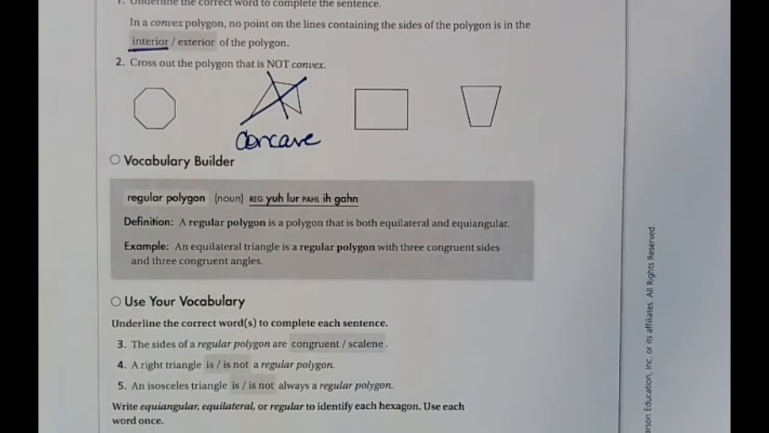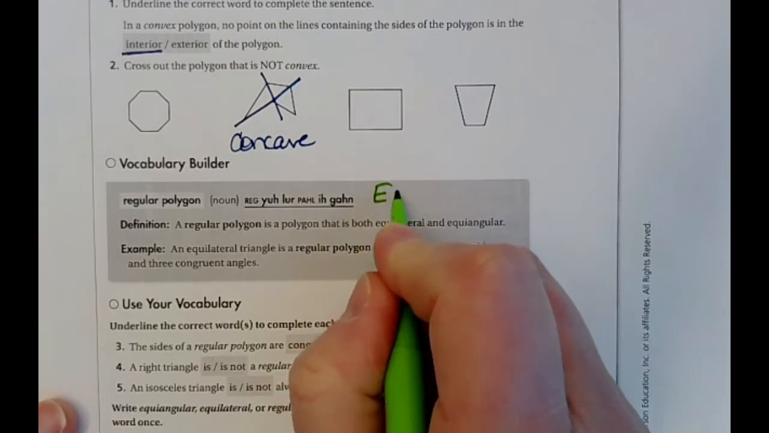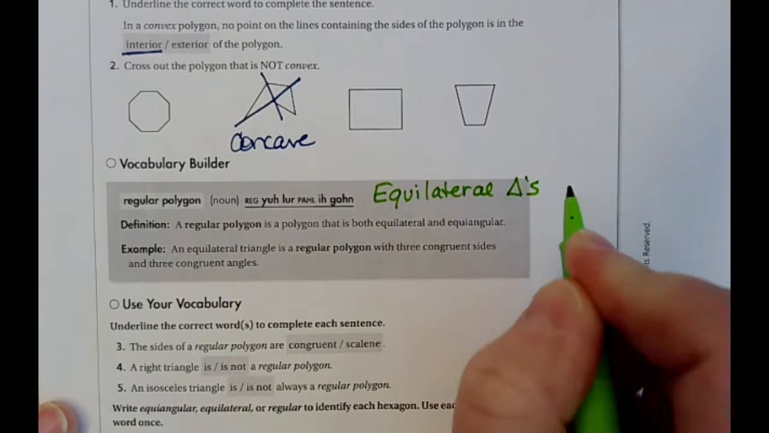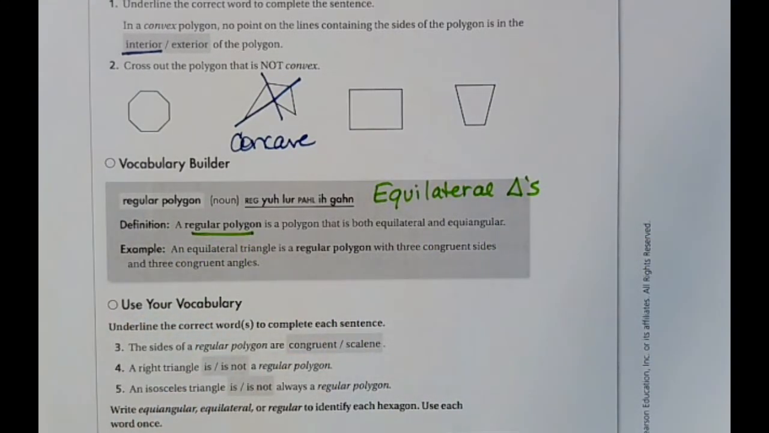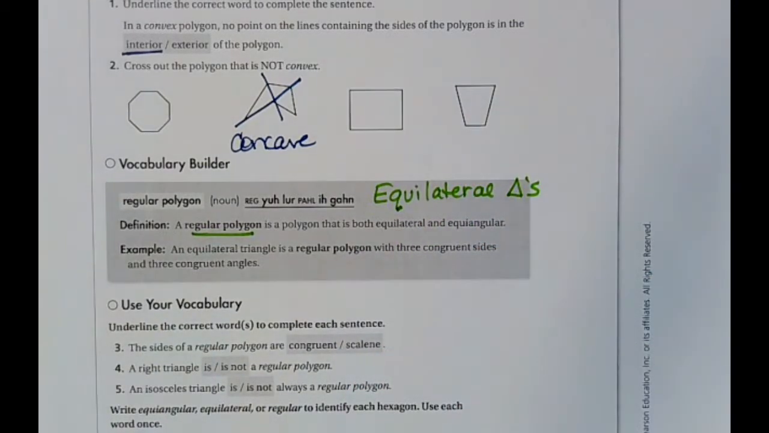A regular polygon is a polygon that is both equilateral and equiangular. That's regular. So when we talk about triangles, we talk about equilateral triangles. Equilateral triangles are regular because they're equilateral and equiangular. When we talk about a regular pentagon, we're talking about a five-sided figure that has all the sides the same length and all the interior angles are going to be the same. And the exterior angles will be the same as well.